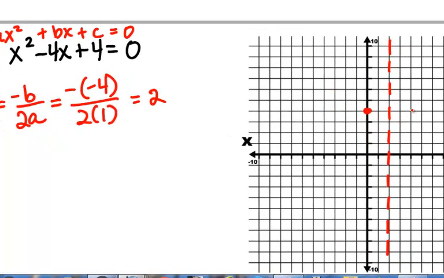So if this is 2 units away, there's another one 2 units away. Okay, and then sub 2 back into the original to get your vertex. Your vertex has to have that as an x value. So if we're making a table, that is the x value. So sub that back in.